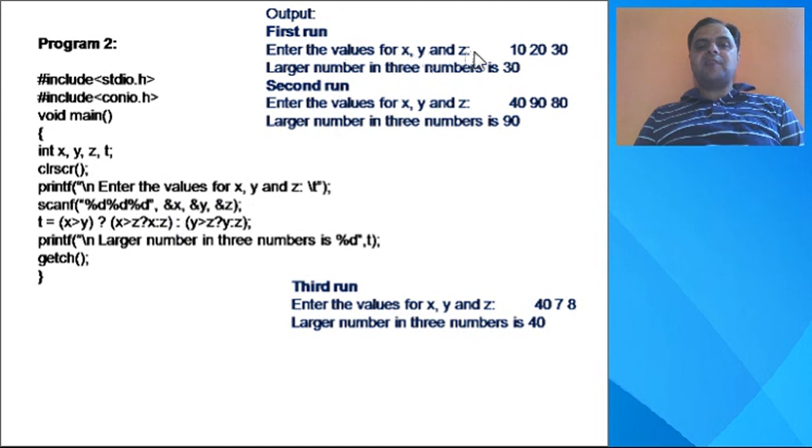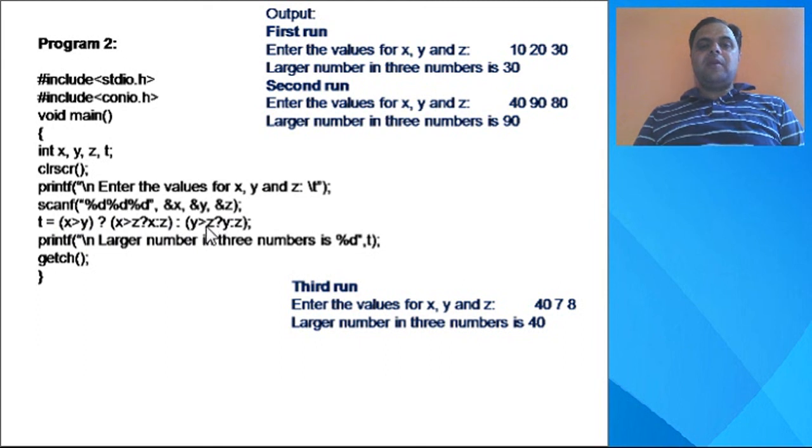So enter the values of x, y, and z. I have entered 10, 20, and 30. So first x and y, 10 and 20. So 10 and 20, this is false. So the condition will go to here. Control will go in this statement.